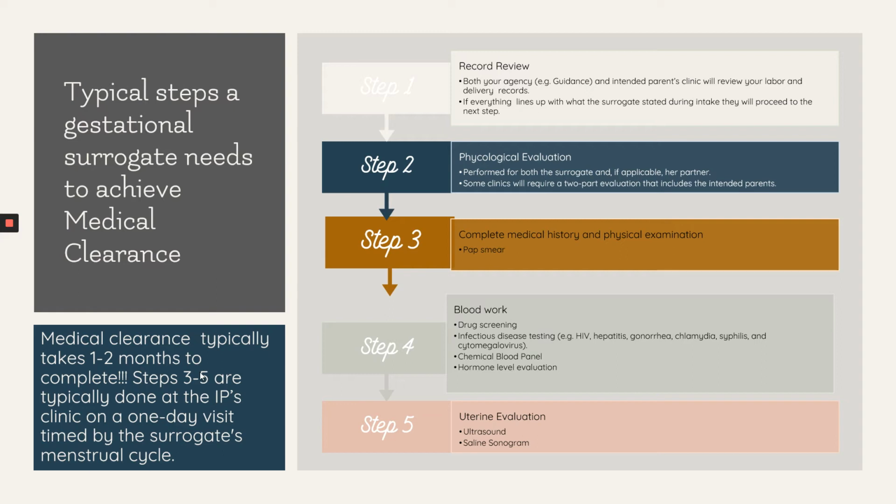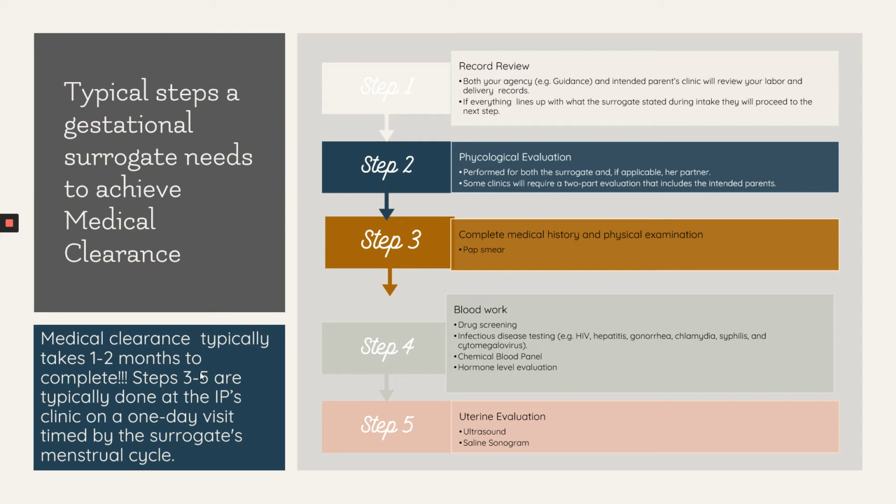So of course there is a record review. We, the agency, will review your records in advance to make sure there are no red flags, as well as the intended parents' IVF clinic will review your labor and delivery records as well. It does vary clinic to clinic, but we typically catch any red flags before we even get to this step. But the clinic will always have access to your records. If everything lines up, then we are able to proceed with the medical and psychological evaluation.